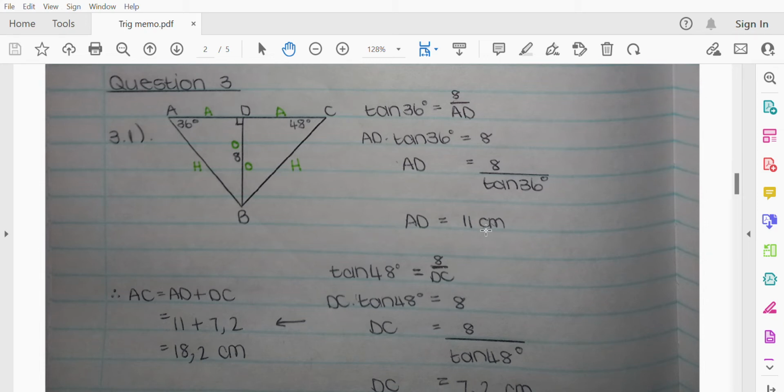Dit was eintlik 11,01, ja. Okay. So as jy nou 11,01 gehad het, that's fine. Then your final answer will also just have that added decimal, right?